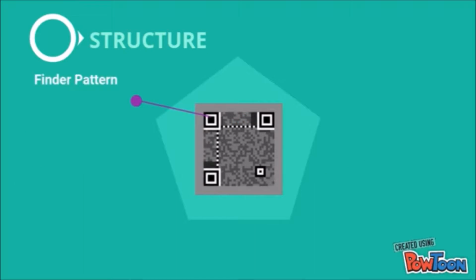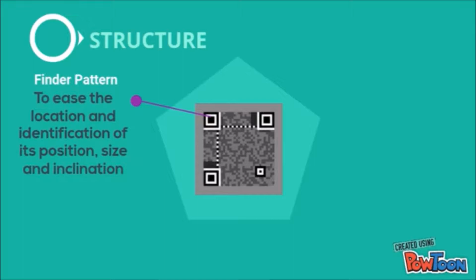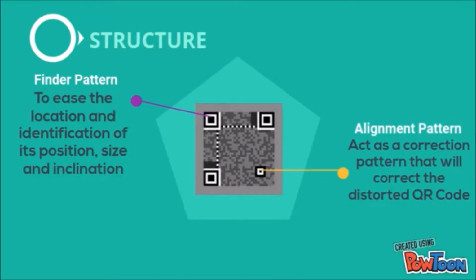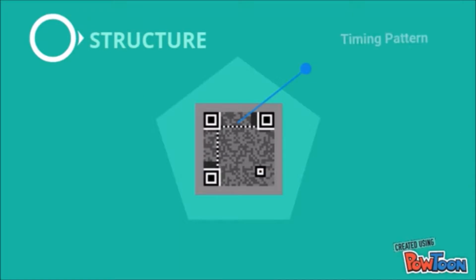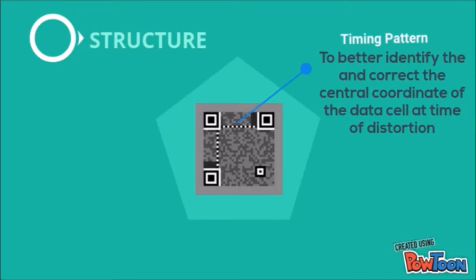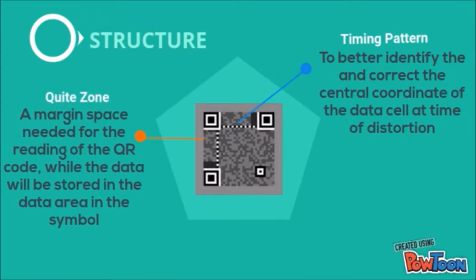Besides, the finder patterns are located at three corners with the intention to ease the location and identification of its position, size and inclination. Moreover, the alignment pattern acts as a correction pattern that will correct the distorted QR code, while the black and white patterns allow the timing pattern to better identify and correct the central coordinate of the data cell at the time the QR code symbol is distorted. Furthermore, the quiet zone is a margin space needed for the reading of the QR code, while the data will be stored in the data area in the symbol.